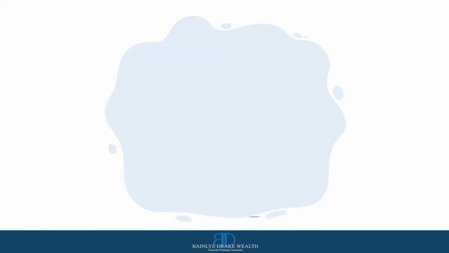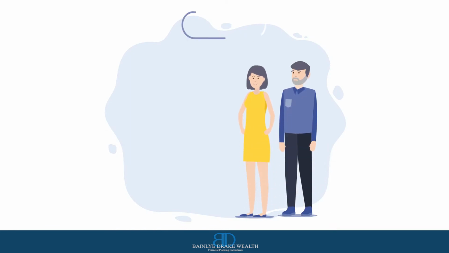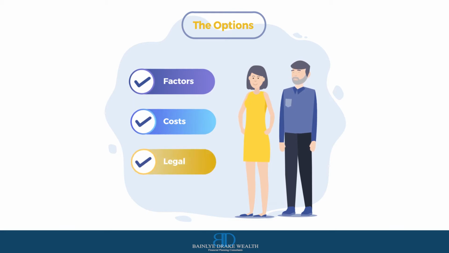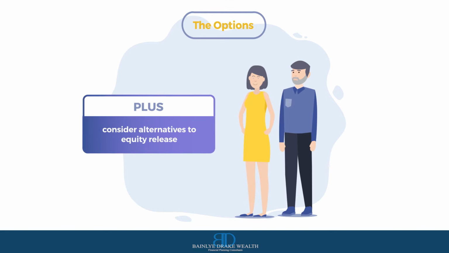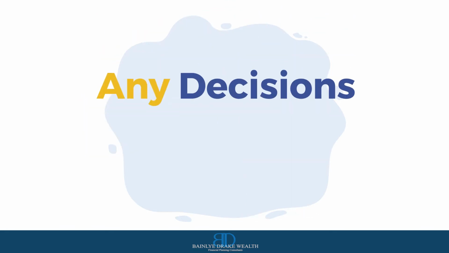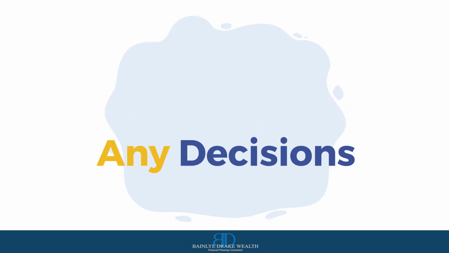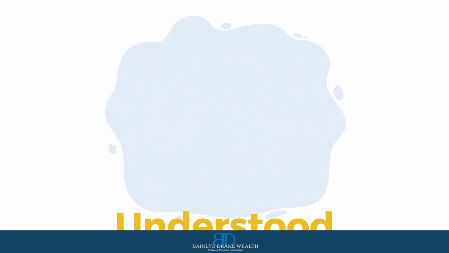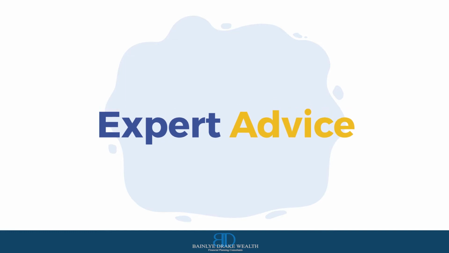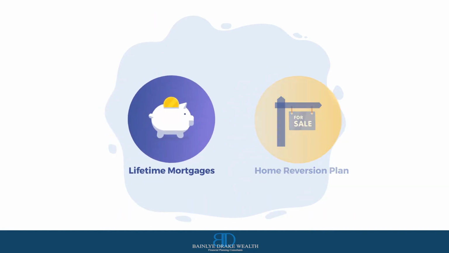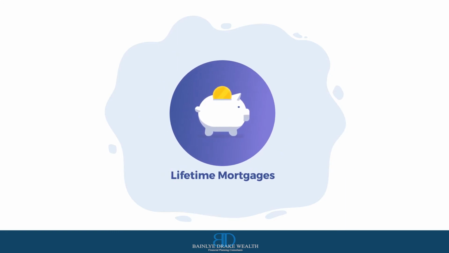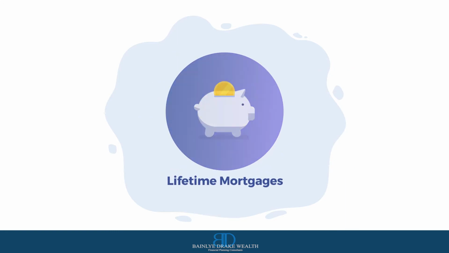It is important, if you are considering any form of equity release or borrowing, to look at your options carefully, comparing all the factors, costs, and legal aspects. You should also look at alternative options, which do not involve selling a proportion of your property or borrowing against it. Any decision should only be taken once all these options are fully understood and you have received the benefit of expert advice. Of the two types of equity release schemes available, it is the lifetime mortgage which is by far and away the most popular in today's marketplace.